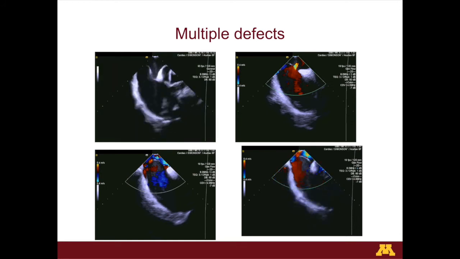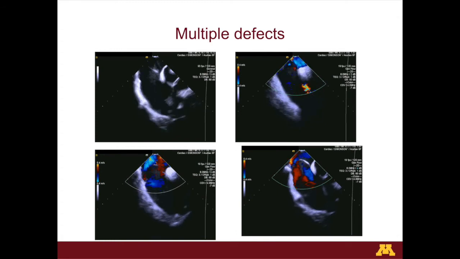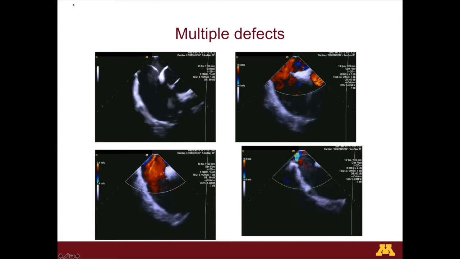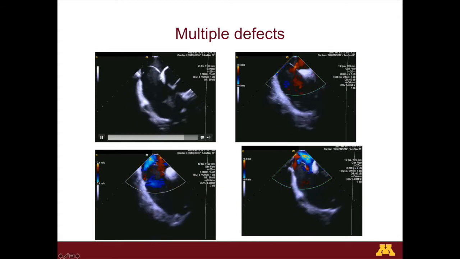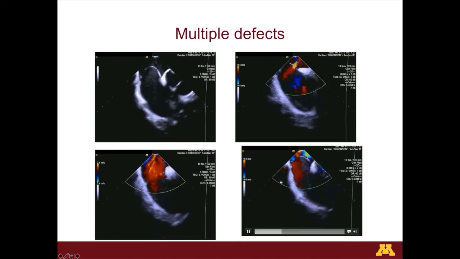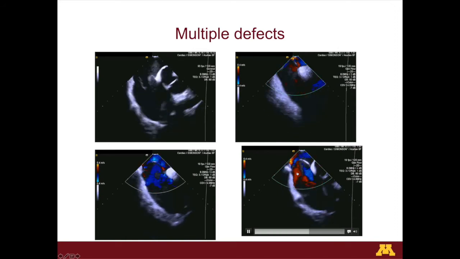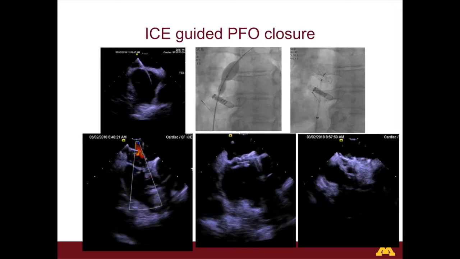This is another example of an adult patient that was referred to us for PFO closure in the setting of stroke. You can see here how beautifully the ICE is showing us an aneurysmal septum with multiple defects, one more anterior towards the aorta and one more posterior towards the posterior septum. We were able to close both of them with two separate devices.